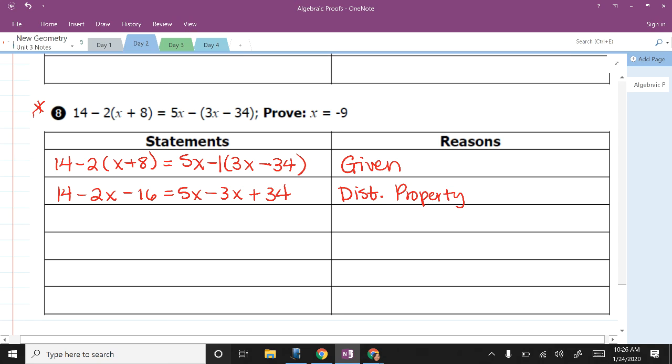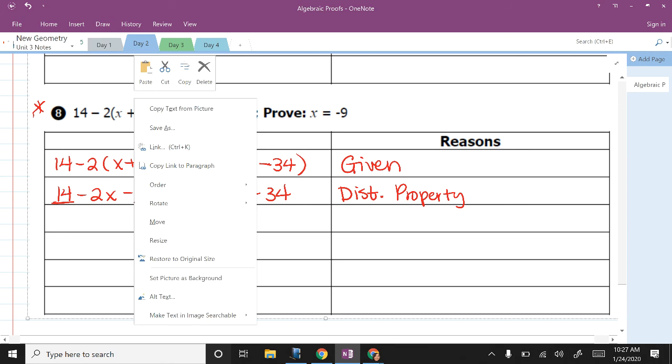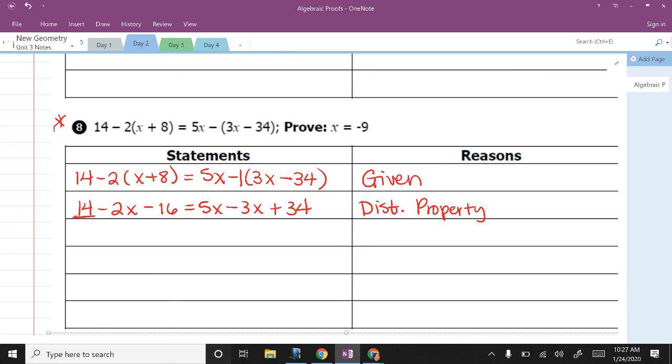All right, any questions on that step? Now what do we need to do on both sides? Combine like terms. Well, on the left side, we've got the constants 14 minus 16. So that one's subtracting. Okay, and over here we have 5x minus 3x that are like terms. I'm subtracting at the same time on both of them, right? So since it's going to be the same property, go ahead and do them on the same step.